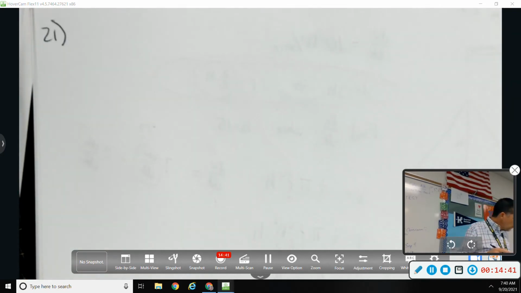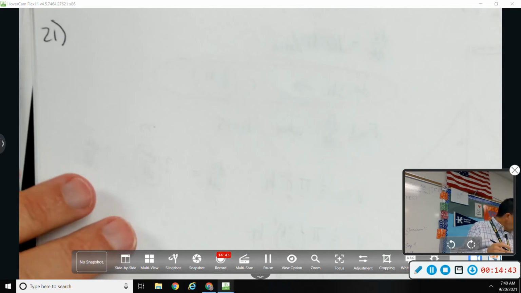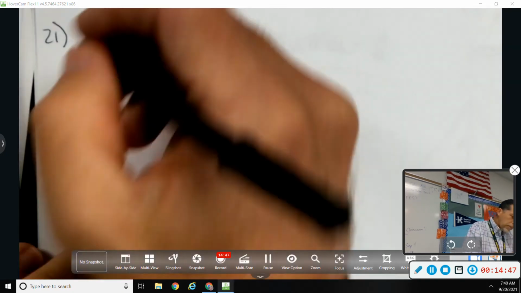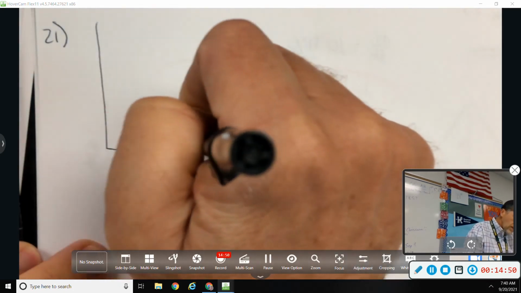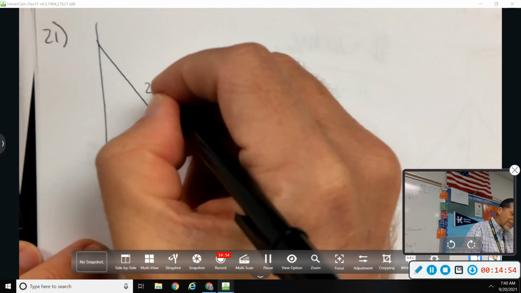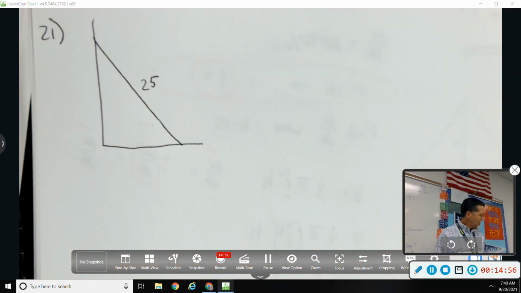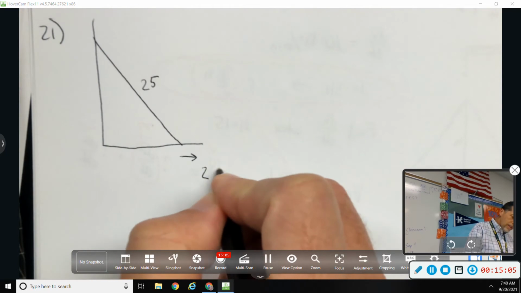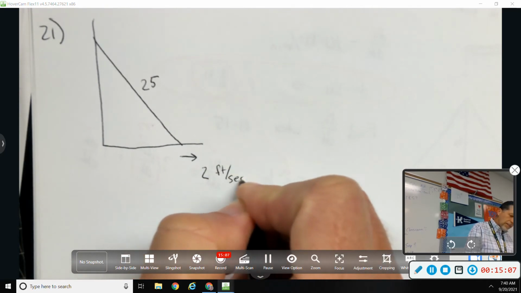A ladder 25 feet long is leaning against the wall of a house. See figure. So you have to kind of look around and find the figure. I don't know if the figure's that helpful because, hey, look, it's the ladder against the wall of a house. The base of the ladder is pulled away from the wall at a rate of 2 feet per second. So something down there is 2 feet per second.